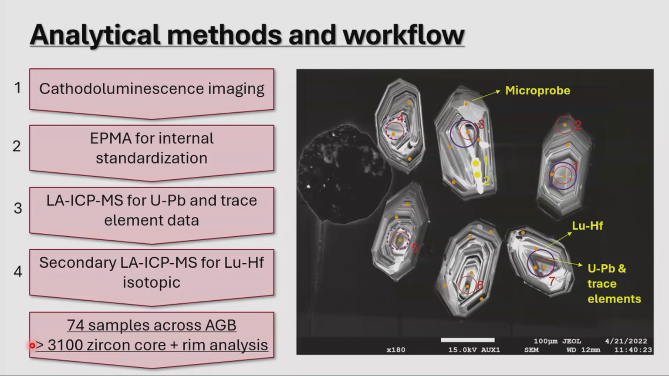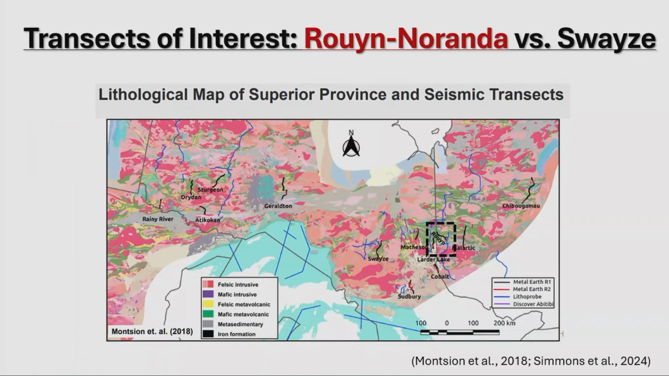Right now, we've finished choosing samples. We're finalizing data collection here in April, but we have 74 samples across the Abitibi Greenstone Belt, and right now more than 3,000 zircon analyses that represent core and rim analyses. We'll be looking at the crustal inheritance story with that and the overall zircon mineral chemistry. Jumping into where these are and the zircons themselves, we have a section of the Abitibi shown here and the Naranda transect location.